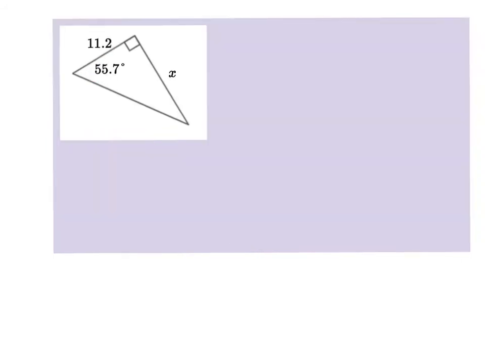Here's a similar question, so let's go ahead and do the same thing. I'm going to start, here's my angle. This is my opposite side, this is my adjacent side, so that's tangent. So I want to do the tangent of 55.7 is equal to the opposite side, which is x, over the adjacent side, which is 11.2. Now this time when we cross multiply, I'm going to go ahead and do x times 1 is x equals 11.2 times the tangent of 55.7.